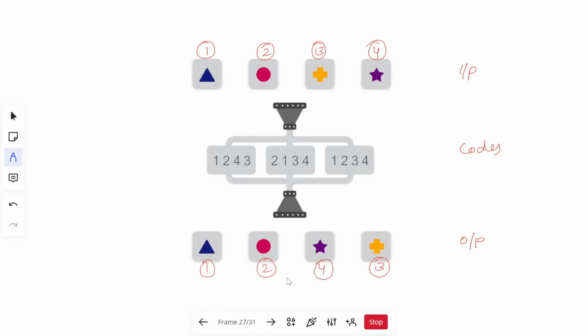Let's see the code that we have, 1, 2, 4, 3. So this will be the correct answer in this case, because our input is going through this code to get the output which is given to us. I hope you are understanding how we are finding the answers. So the answer for this will be 1, 2, 4, 3. Moving on to the next question.